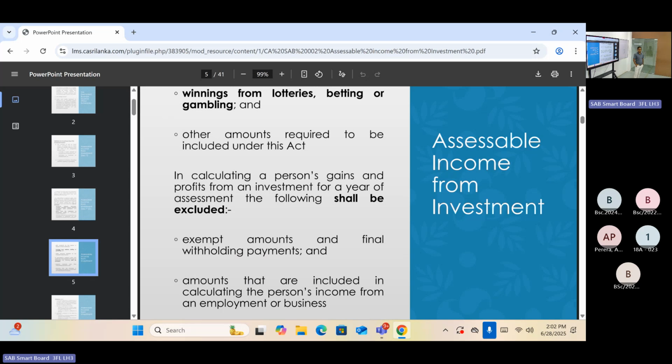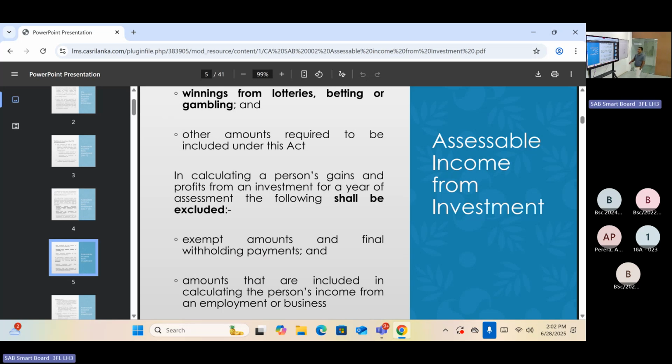It says exempt amount and final withholding amount. So we are removing the exempt amount and the final withholding amount. The exempt amount is anyway not subject to tax, right? That's why we are removing it. Why are we removing final withholding here? The whole intention here is to work out the taxable income. Therefore, the final withholding amount we are removing here. The final withholding amount we need to work out separately.